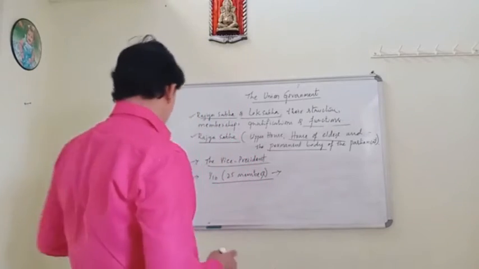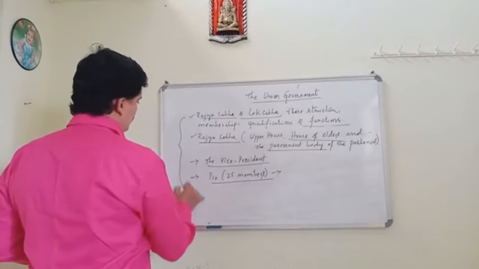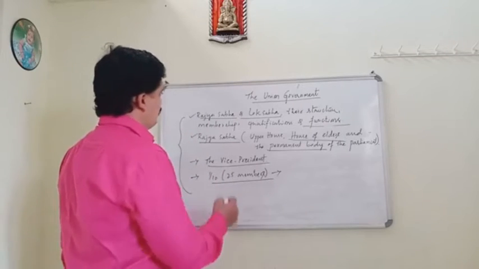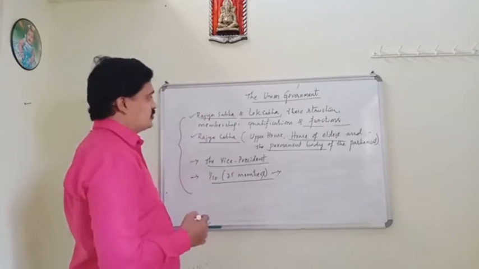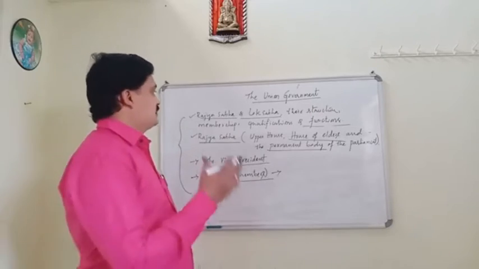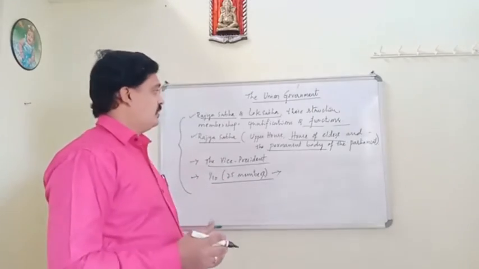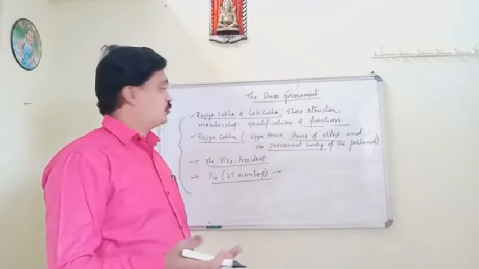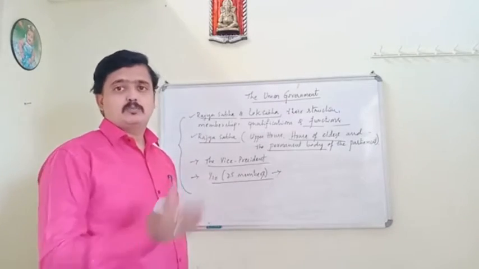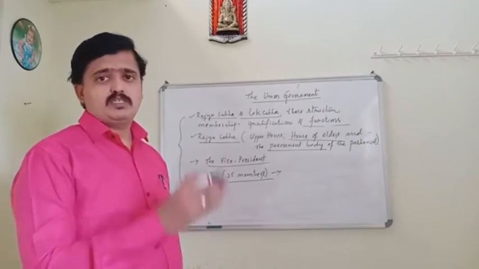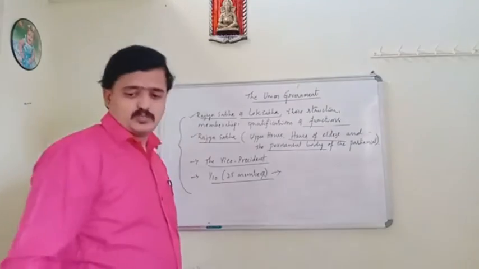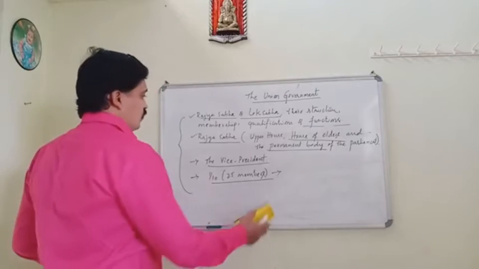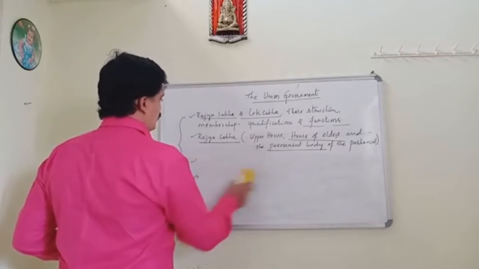Okay, so these are the highlights of Rajya Sabha. What we have studied here: the Rajya Sabha, the number of seats of the Rajya Sabha, the term of office, and the qualifications needed to become a member of the Rajya Sabha. So next we move on to one more house, that is Lok Sabha.